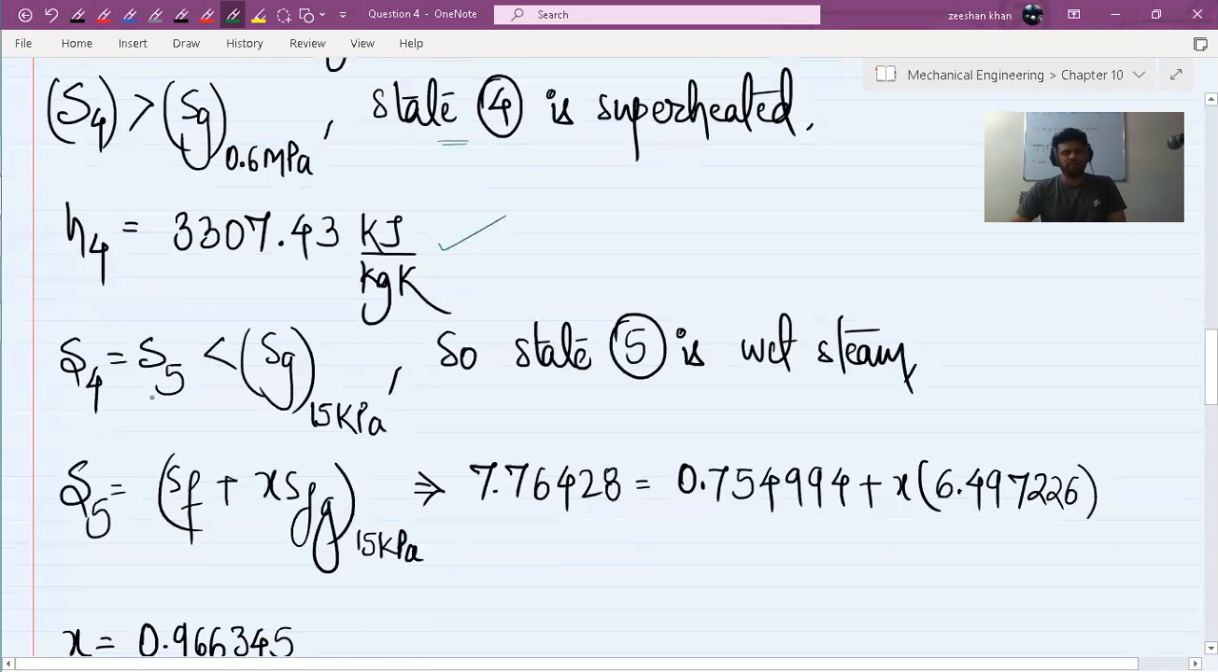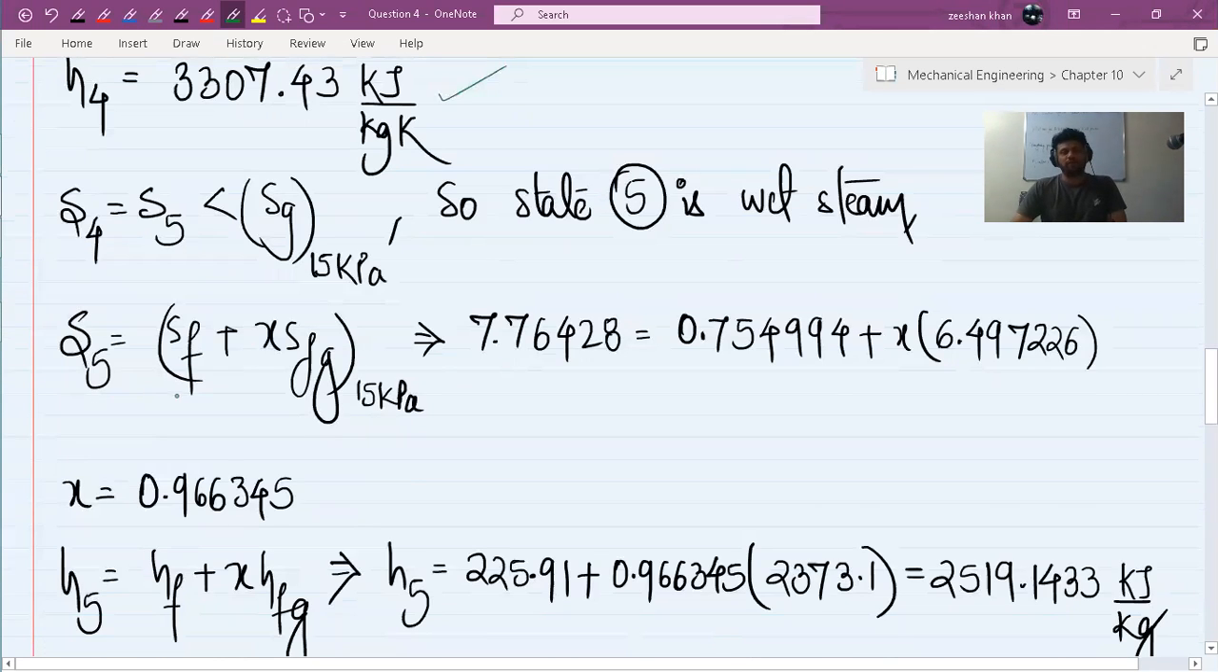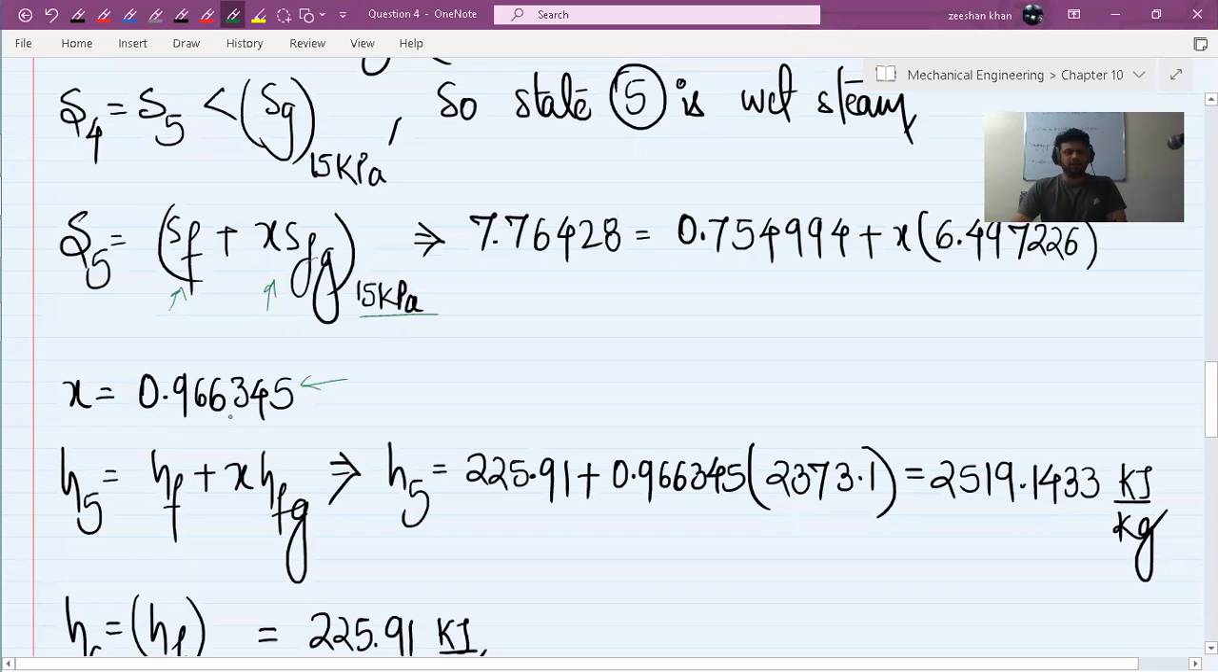Again, s4 must be equal to s5 because it is an isentropic process. It is less than the entropy of saturated vapor at 15 kilopascals. So it is in the wet region. It's wet steam. So for the entropy of wet steam, we have to use this formula. And this formula actually helps us calculate the value of x. Now sf and sfg are to be observed from the wet steam table at pressure 15 kilopascals. So after all of that, the quality of steam comes out to be 0.966345.